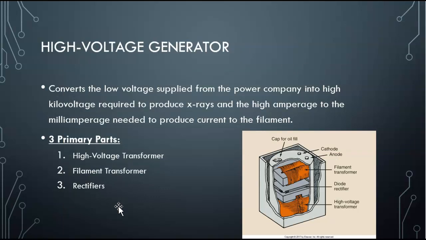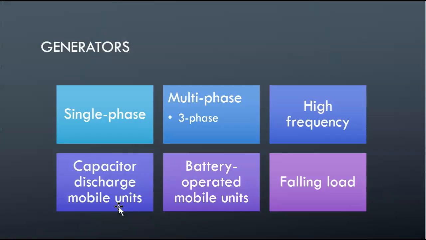The high voltage generator converts the low voltage supplied from the power company to the high voltage required to produce X-rays, and converts high amperage to the milliamperage needed to produce the current to the filament. There are three parts to a high voltage generator: the high voltage transformer, the filament transformer, and rectifiers.